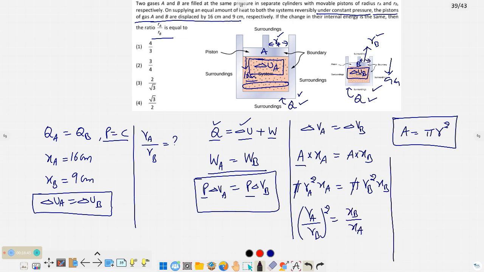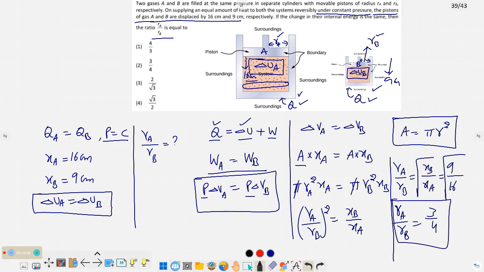First I am writing a relation. Then RA by RB is equal to the square root of XB by XA. So what is the value of XB? According to the given data, XB value is 9 and XA value is 16. So RA by RB is equal to 3 by 4. If you check the options, 4 by 3, 3 by 4, 2 by root 3, root 3 by 2, the second option is correct for this question.